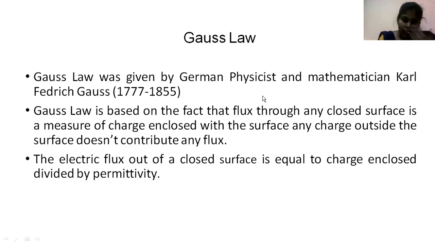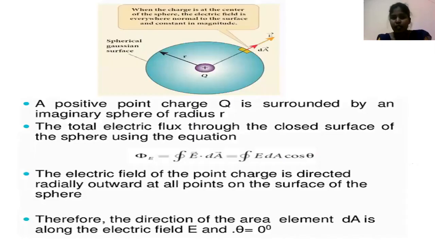So Gauss law is relating the charge and the electric flux. The relation between these two is given by the Gauss law. The electric flux out of a closed surface is equal to the charge Q divided by the permittivity. That's why the electric flux phi is equal to Q by epsilon. We'll see how the electric field behaves in a very simple case, when the charge is at the center of a sphere.